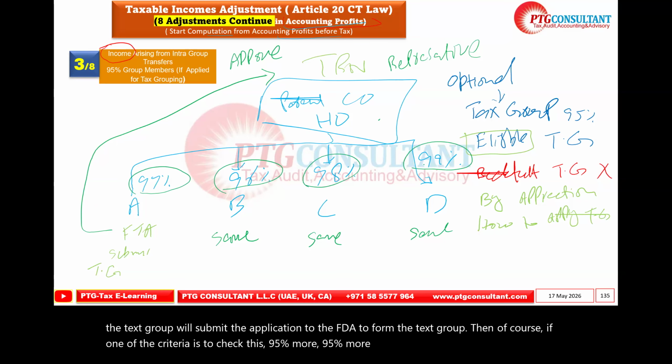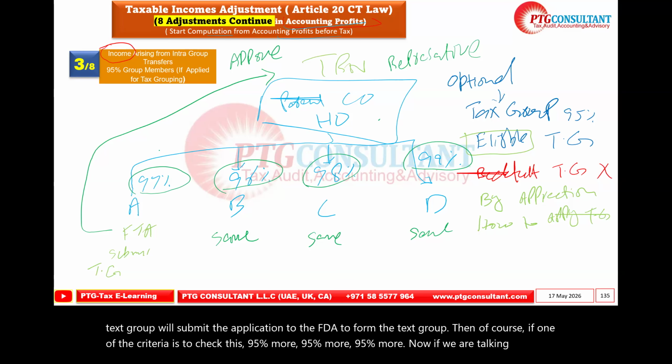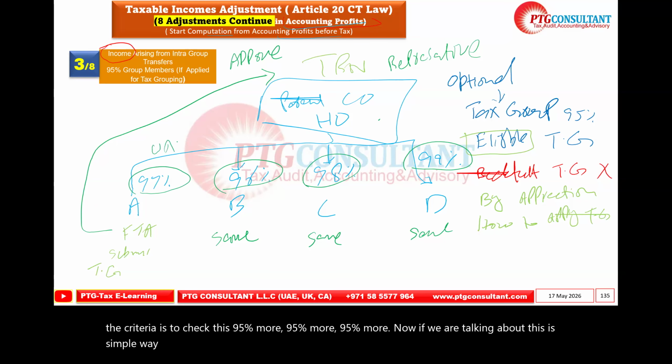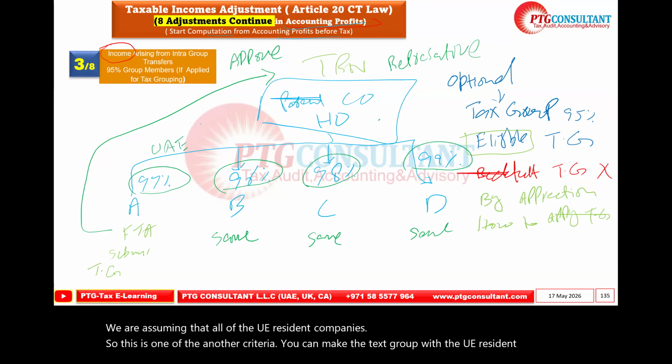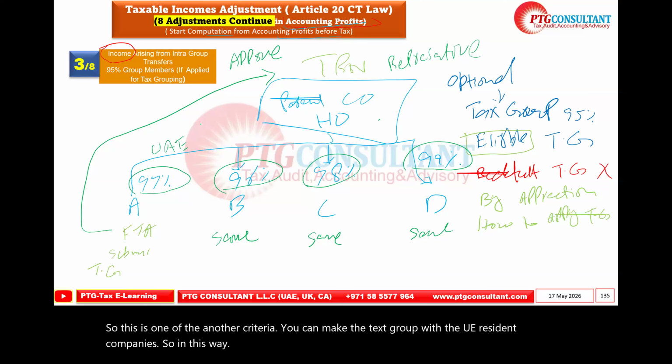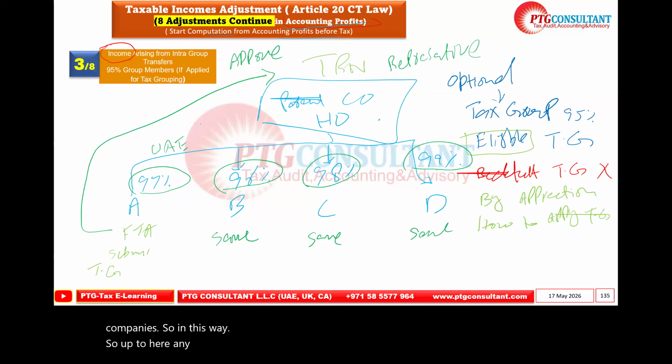Now, if we talk about this in a simple way, we are assuming that all of these are UAE resident companies. This is another criterion: you can make the tax group only with UAE resident companies. So in this way, up to here, any question? Let me know, please. So this is the tax group we understand.